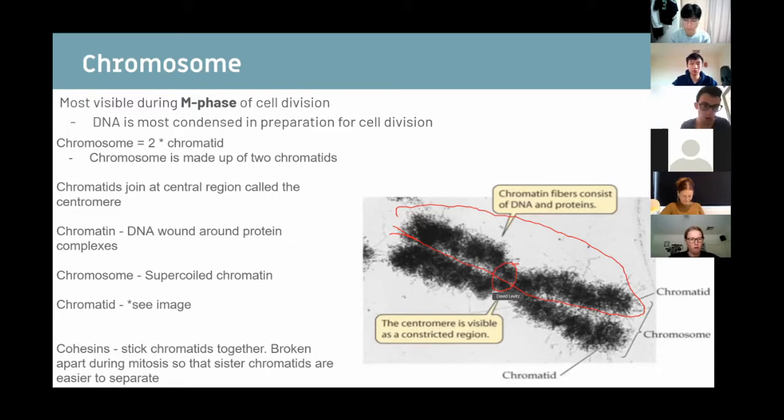Chromosomes consist of chromatin, which is just DNA wound around protein complexes, such as histones. Histones are protein complexes that facilitate the packaging of DNA. The reason why sister chromatids stick together is because of proteins called cohesins. During mitosis, these are broken apart, so sister chromatids are easier to separate.